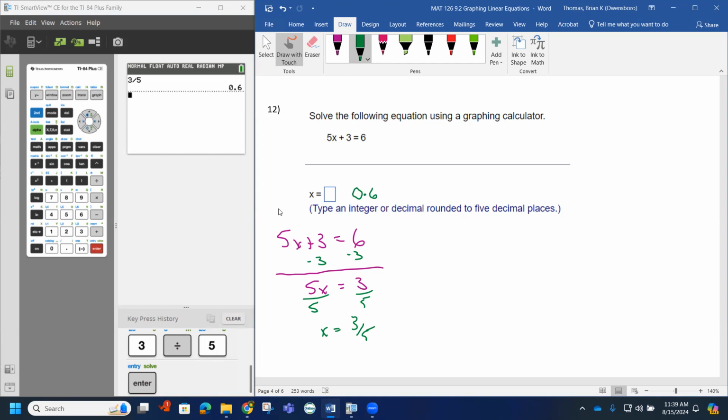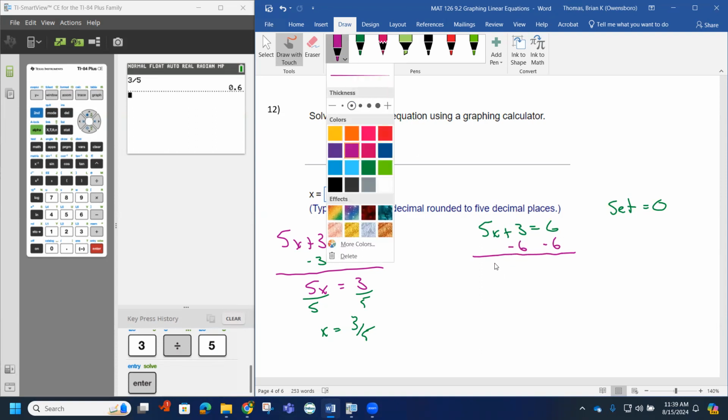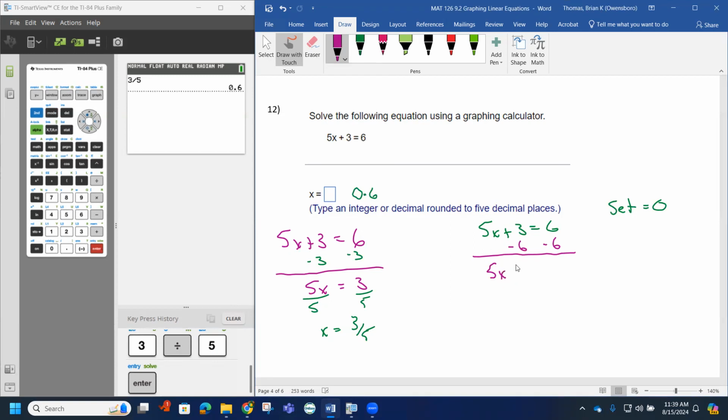Now, what I could do though, using technology, is actually use some graphing strategies. I could graph this a little bit. So there is an interesting thing on the calculator that you can do. So if I have this 5x plus 3 is equal to 6, one of the things we can do is set equal to 0. So what I can do is actually move the 6 to the other side of the equation to set to 0. So what I can do then is write this as 5x minus 3 is equal to 0.